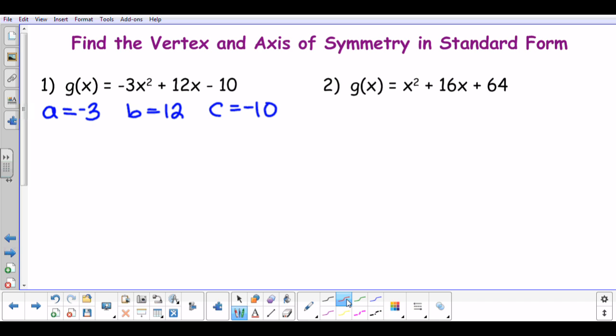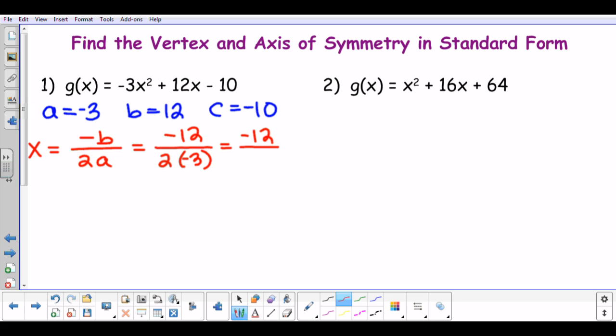Now I can proceed to find the x-coordinate of my vertex, so that's using the formula of negative b divided by 2a. We said our b term was 12, so the opposite of 12 would be negative 12. And I'm going to divide that by 2 times our a value of negative 3. The negative 12 will just carry over, and when I multiply 2 times negative 3 in the denominator, I'm going to get a negative 6. Now I can simplify negative 12 divided by negative 6 to give me a positive 2, so I know x to be positive 2.